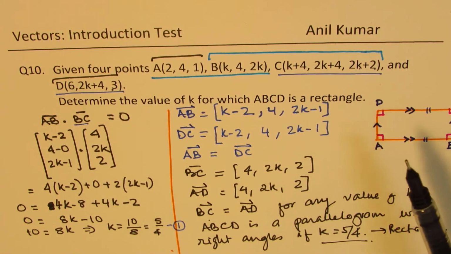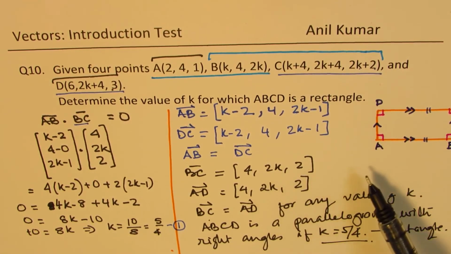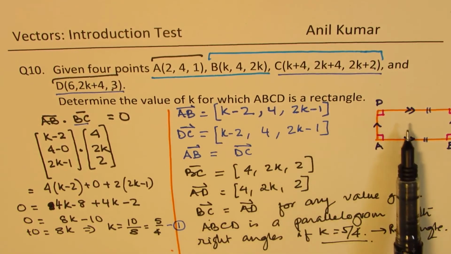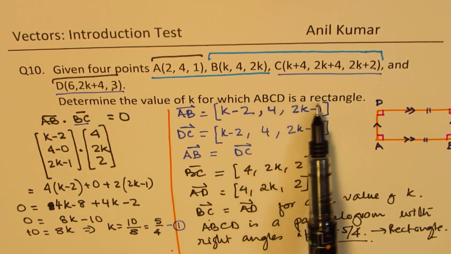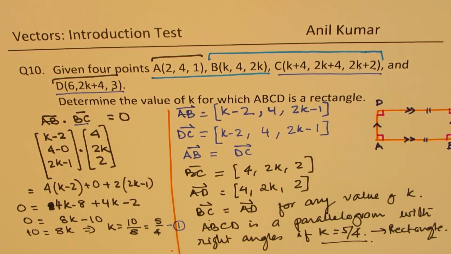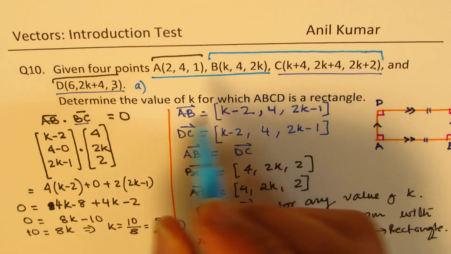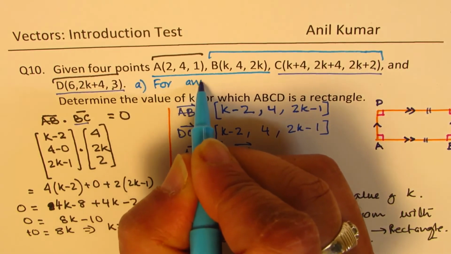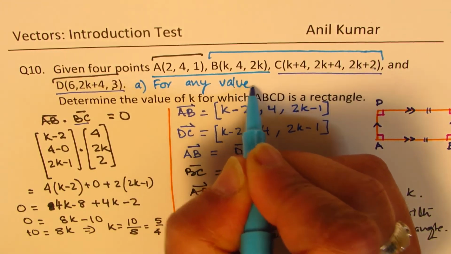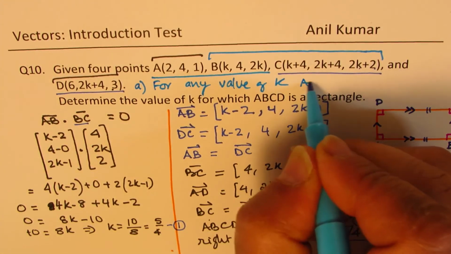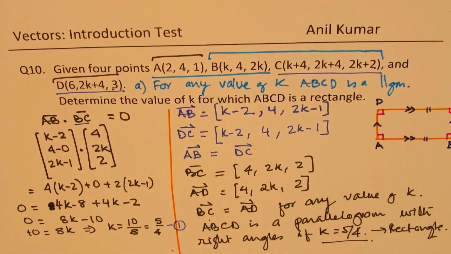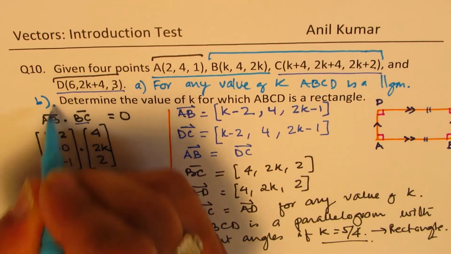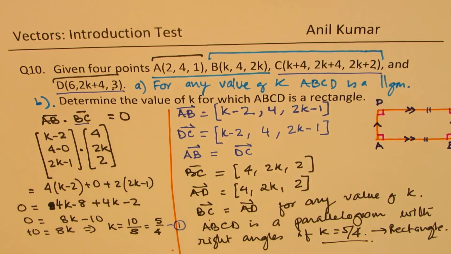So this question is normally asked in two parts. In part A, we have to show that for any value of K, this is a parallelogram. And part B is to find the value of K for which ABCD is the rectangle, right? So sometimes we add a part: for any value of K, ABCD is a parallelogram. Is that okay? In short. And part B is determine the value of K for which ABCD is a rectangle. Clear? Now let's take question number 11.